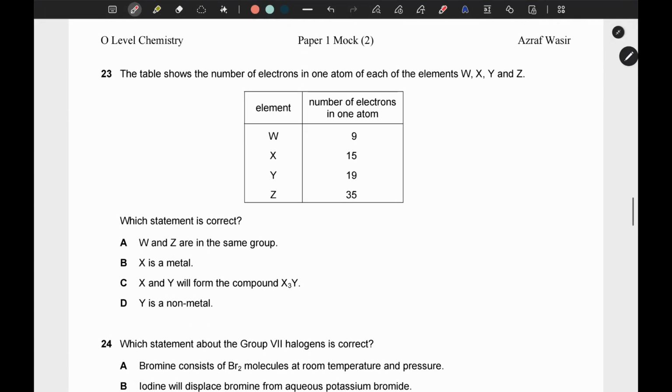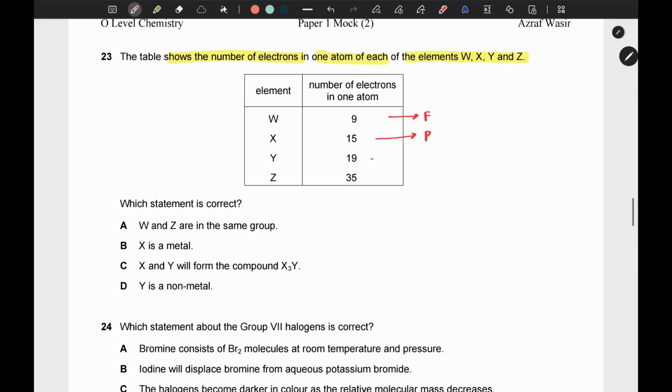Moving on to question number 23. The table shows the number of electrons in one atom of each of the elements W, X, Y, Z. So W has 9 electrons, that means it must be fluorine. X has 15, so that's phosphorus. Y has 19, so that's potassium. And Z has 35, so that means it's bromine. All of these are directly available in the periodic table.